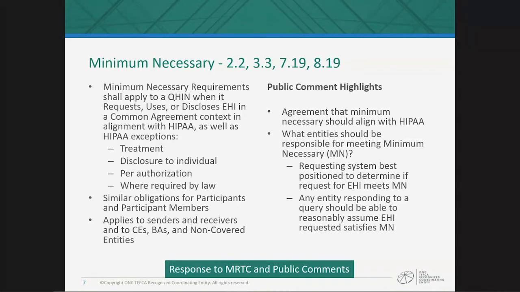As we said this morning, this is broader than PHI. This is EHI. And so automatically you're beyond HIPAA because you have a broader construct. And then for the non-covered entities, this would be a contract term.